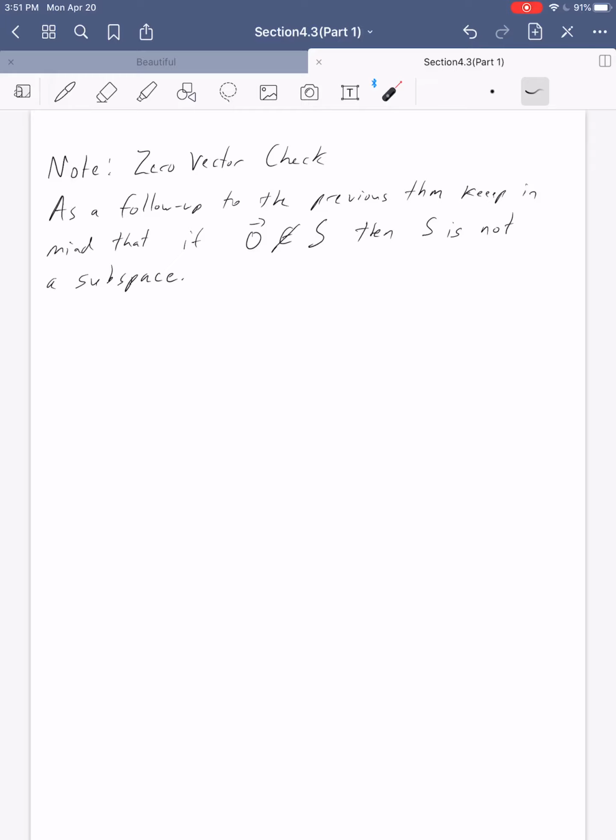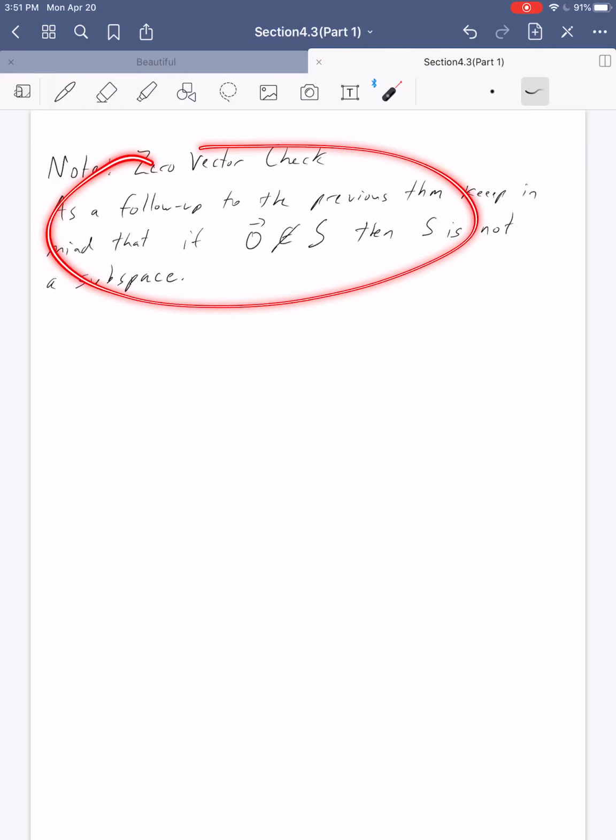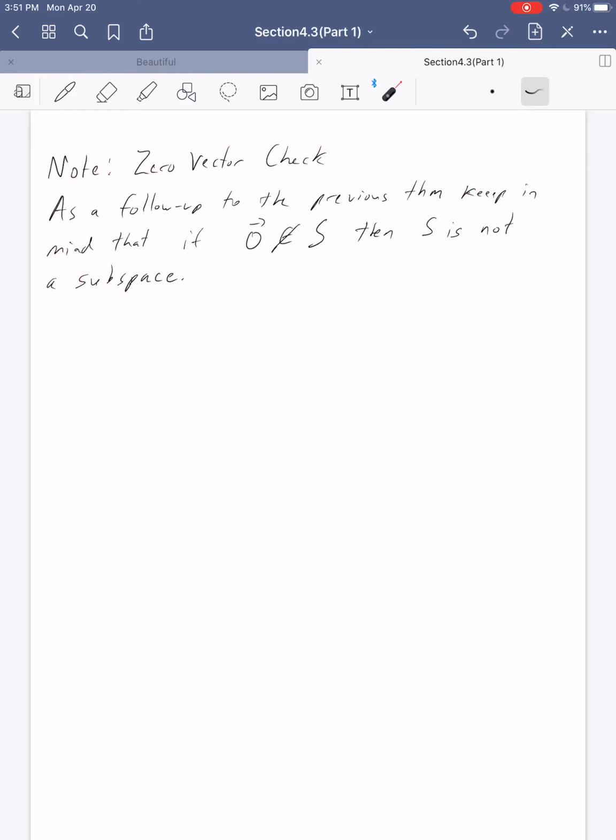How do we know that? Well, if the 0 vector is not in there, then it's going to fail that property. What happens if the 0 vector is in your thing that you're looking at as a subspace? Well, then this 0 vector check doesn't give any information. So if the 0 vector is in there, then you need to continue to study that space and determine whether or not it really is a subspace. If the 0 vector is not in there, then you're already done. You know it is not a subspace.